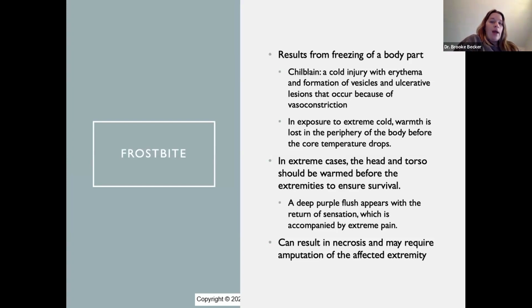Okay. Now, a deep purple flush will appear with the return of sensation. So as they're warming up, it'll be really deep purple looking, and then they'll start to have extreme pain. Okay. Eventually, if they continue to not have recirculation of the frostbitten area, then they'll have necrosis and they'll potentially have to have amputation of those extremities. Okay.